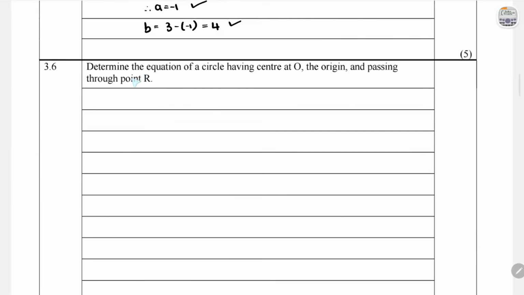Question 3.6 says, determine the equation of a circle having a center at O, the origin, and passing through point R.